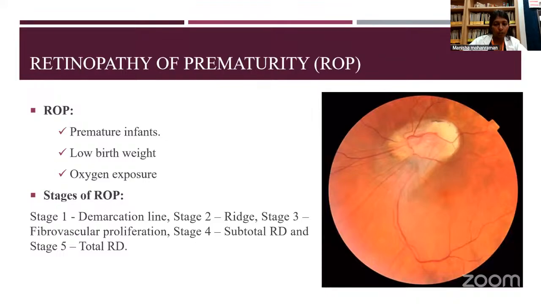Next is retinopathy of prematurity. It occurs in premature infants, low birth weight, oxygen exposure, low oxygen exposure, high oxygen exposure. The stages of retinopathy of prematurity. Stage 1 is demarcation line. In stage 2, ridge formation. In stage 3, fibrovascular proliferation. In stage 4, subtotal retinal detachment. And in stage 5, total retinal detachment is seen.